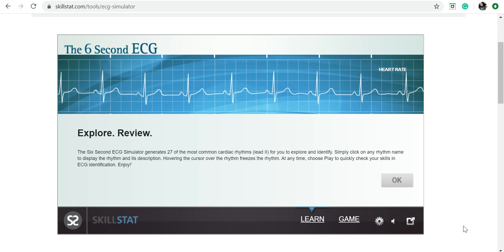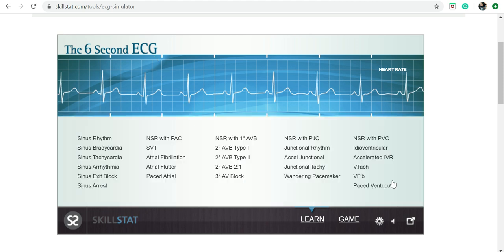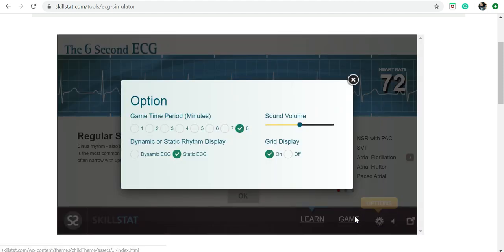I want to bring your attention to this website. This is called Skillstat.com, and it's the 6-second EKG. This website was very helpful for me when I was learning because they have a game that you can play. You can learn about the different rhythms. They have different modes. If you want the EKG to be in motion, you can click on dynamic EKG. If you want it to remain still, you can put it on static mode. And you can also play games. Let's say I want to play for a minute. I'll put it on 1 minute in the settings.